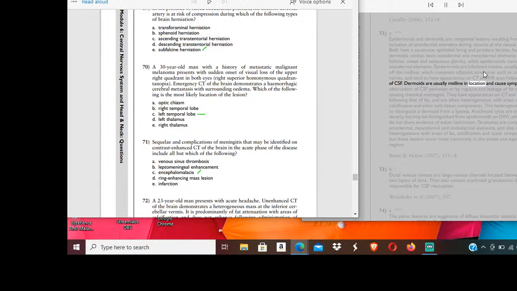Dermoids are usually midline in location and cause symptoms by obstruction of CSF pathways or by rupture and leakage of fat contents, causing chemical meningitis. They have appearances on CT and MRI following that of fat, and are often heterogeneous with areas of calcification and other soft tissue components. This heterogeneity helps to distinguish a dermoid from a lipoma.